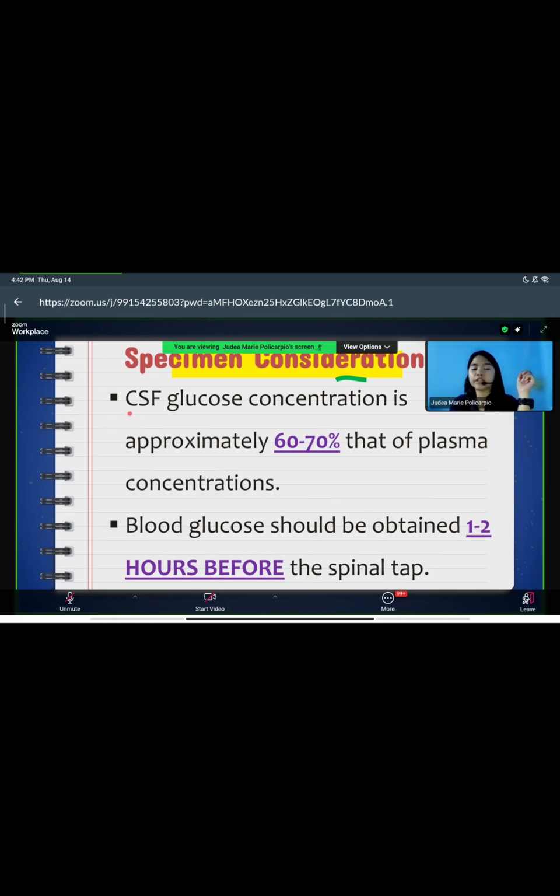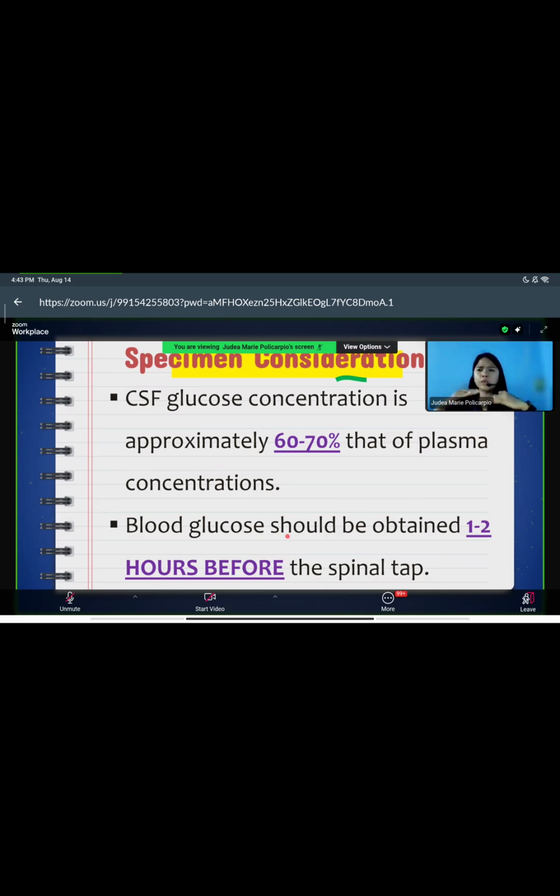Kailangan ma-check natin kung yung glucose ba sa CSF ay 60 to 70% talaga compared to the plasma glucose or the blood glucose level. Kaya naman, kapag may CSF na specimen for glucose, dapat may kapartner yan na blood glucose. And sino nga pala mauunang kolektahin? Usually, the blood glucose is obtained first, and then after 1 to 2 hours, magpe-perform na si doctor ng lumbar puncture or what we would call the spinal tap. Okay? Mauuna si venipuncture, and then maghihintay ng 1 to 2 hours bago mag-perform ng spinal tap or lumbar puncture.